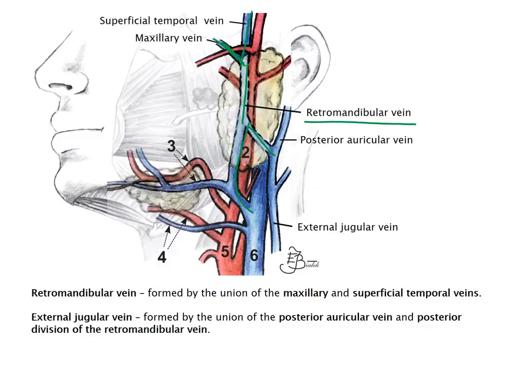As per the previous slide, we just learned that the anterior division of the retromandibular vein unites with the facial vein to form the common facial vein, which drains into the internal jugular vein, labeled number 6. However, the posterior division of the retromandibular vein coalesces with the posterior auricular vein in order to form the external jugular vein, as shown here.